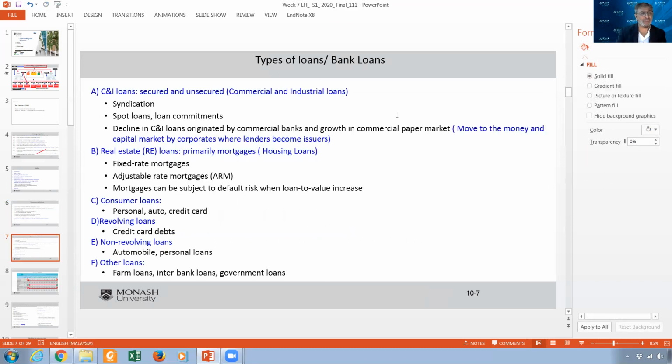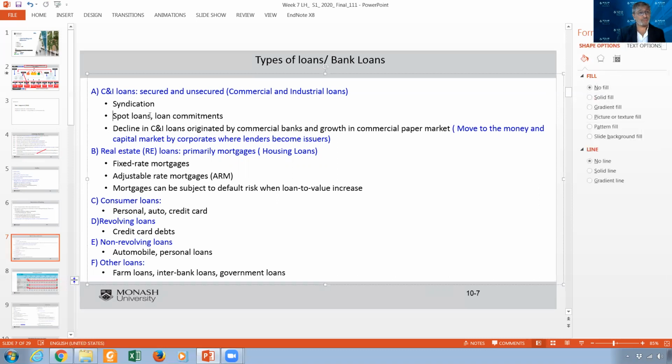Now come to the classification of loans. I have only these slides, and we have commercial and industrial loans, secured and unsecured commercial and industrial loans, and what we call syndications. We also have spot loans. We can give a loan now, or we can promise to give a loan in the future, which we call loan commitments. There has been a decline in commercial and industrial loans originated by commercial banks.